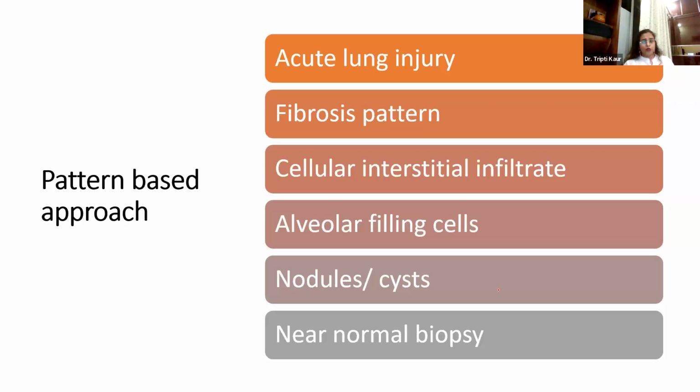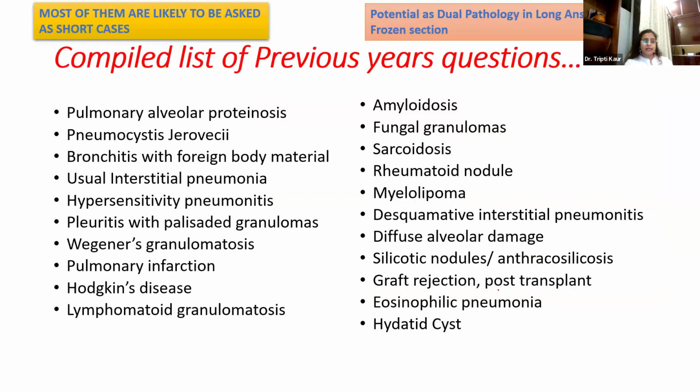Then come the nodules and the cysts, which will actually mimic your malignancies. And next is a near normal biopsy. So this is the compiled list of all the previous year's questions. You can take a screenshot of this list.